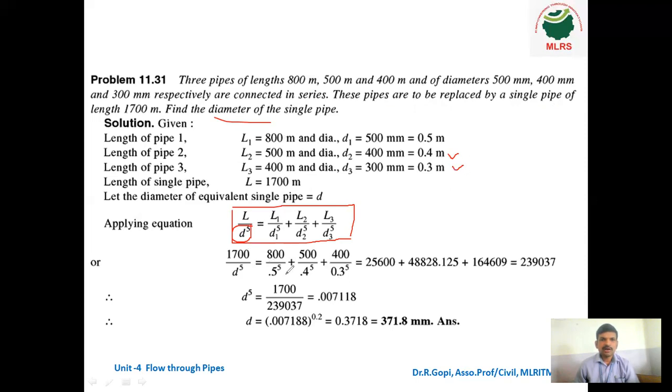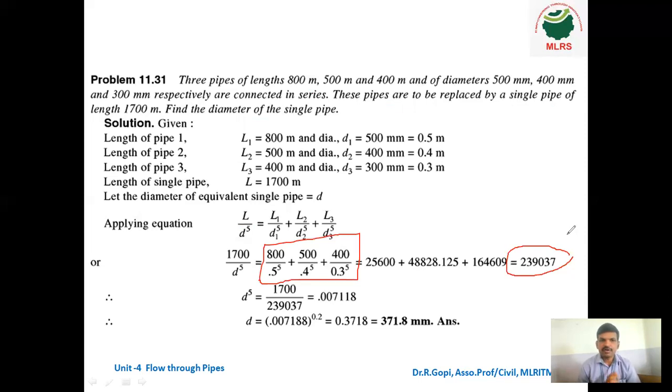Now you have to compute the power 5. We know about square and cube, but this is power 5. In the calculator, the option is there, the x power y key. You can use this and find out the value. First, simplify these 3 terms. The first term is 25,600, the second term is 48,828, and the third term is 1,64,609. Finally, we got the answer 2,39,037.